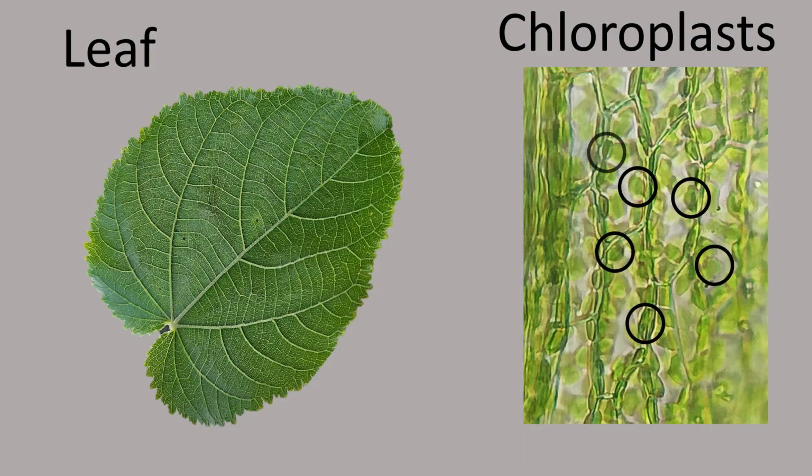Leaves have tiny green structures known as chloroplasts. These chloroplasts are used for photosynthesis. Chloroplasts contain a pigment known as chlorophyll. This pigment gives leaves their green color.